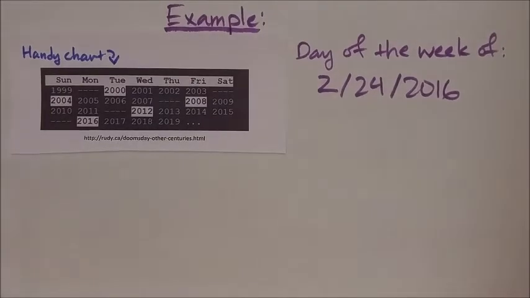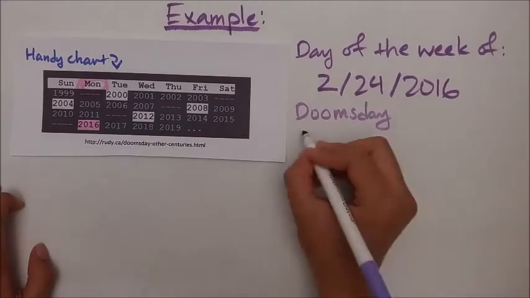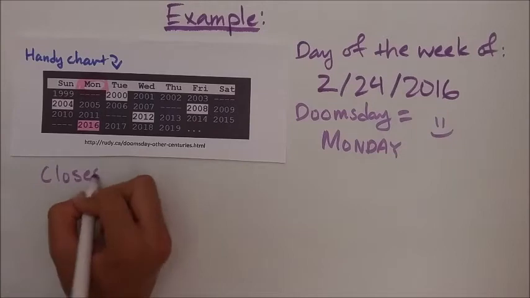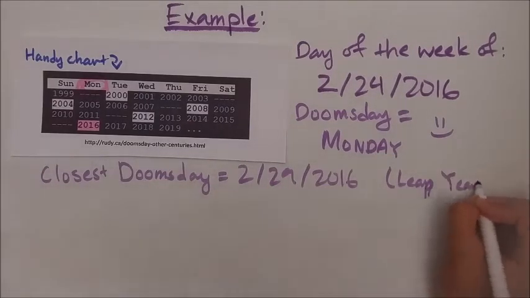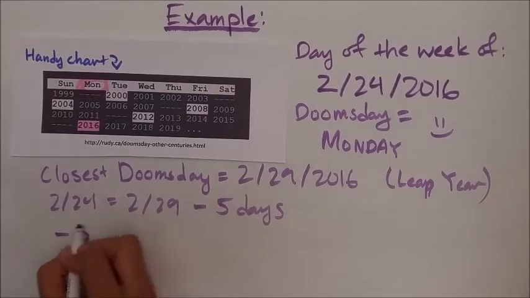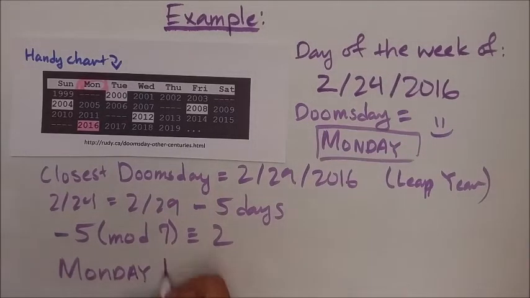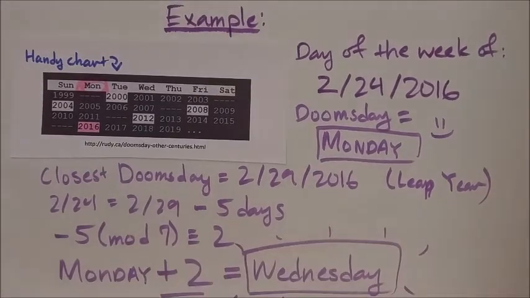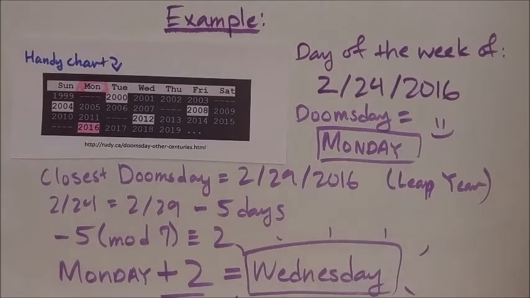Here is an example. Suppose we want to calculate the day of the week for February 24th, 2016. We know the Doomsday for 2016 is Monday from this handy chart here. The closest Doomsday is the last day of February. Because 2016 is a leap year, this day is February 29th, 2016. February 24th is 5 days before February 29th, which can be thought of as -5 modulo 7, which is congruent to 2. Hence, advance the Doomsday date 1 day, or Monday, 2 days forward to 3 day, or Wednesday. Therefore, February 24th, 2016 falls on a Wednesday.